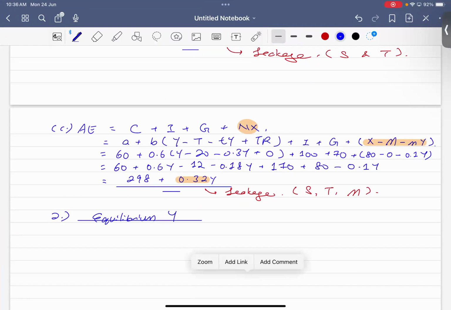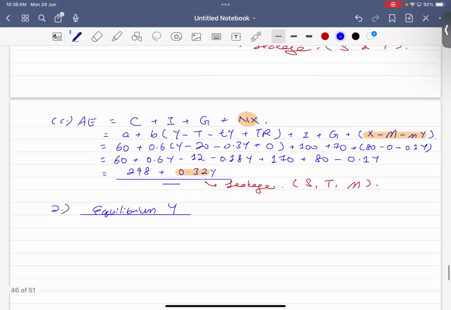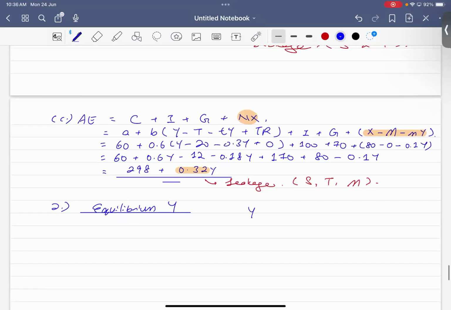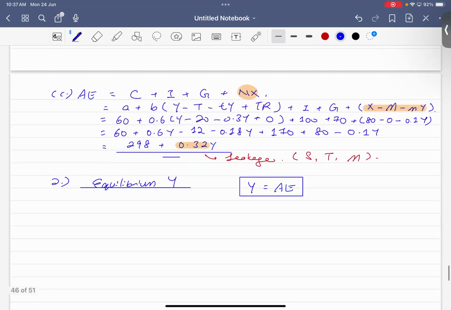What's the formula for equilibrium income? What's the formula? You just learned last week or so. What is the formula of Y? Y equals to AE. Yes, correct. So smart. All right. So sarcastic.